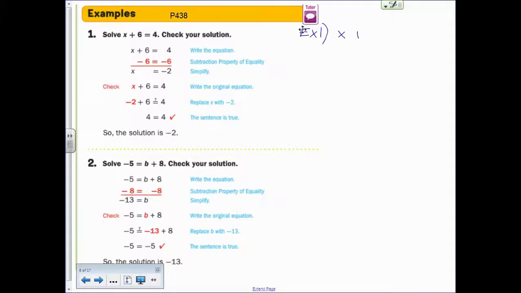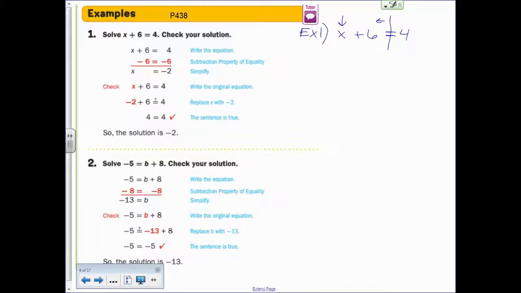example 1 says x plus 6 equals 4. Well, we want to get x by itself. It's called isolating the variable. We want x to be the only thing on this side of the equal sign. We want it to be alone. So if you think of the equal sign as kind of like the wall, we want to move everything that's on the left side of the wall away from the variable.